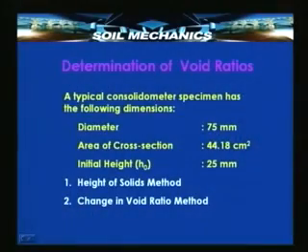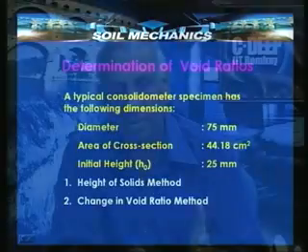This means that it is not always sufficient to just plot the dial gauge reading versus time. That is okay for computation of the coefficient of consolidation Cv, but in order to compute the void ratio changes, we need to make a little bit of a computation based on the dial gauge reading variations, and void ratio computation can be made again by 2 methods. One is known as the height of solids method, the other is known as the change in void ratio method. Let us take a look.